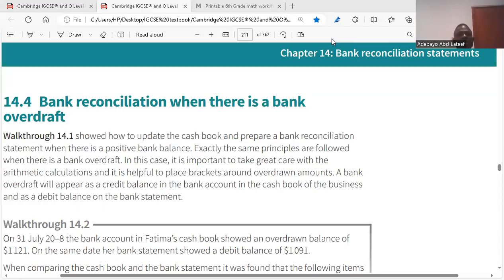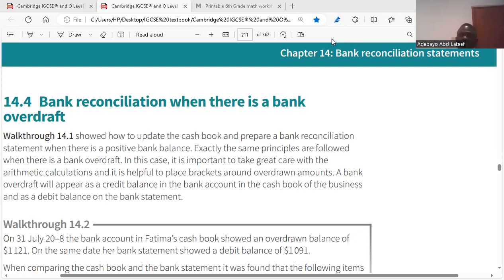So we continue with bank reconciliation statement. Now we want to talk about bank reconciliation when there is a bank overdraft. When there's a bank overdraft, what's an overdraft? A bank overdraft means you have withdrawn more than your available credit balance as a customer. That's what an overdraft is. So how do we reconcile this? How will the bank reconcile a bank overdraft?